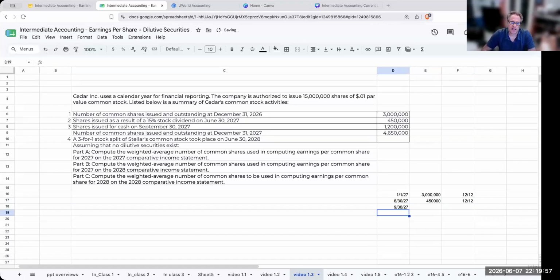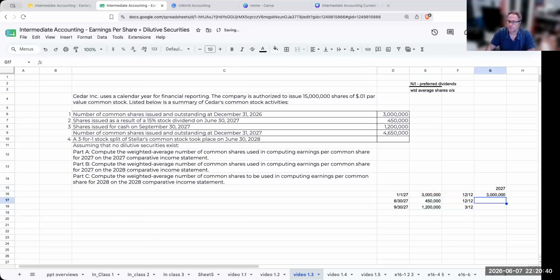Now, shares issued for cash on 9/30/27 were 1.2 million. Now we're computing weighted average shares outstanding. What does this mean? We've got our net income minus the preferred dividends divided by the weighted average shares outstanding, right? So this is what we're trying to compute. So for this 1.2 million shares, this was not outstanding during all of 2027, right? So this was not outstanding for the entire period. In fact, this was only outstanding for October, November, and December.